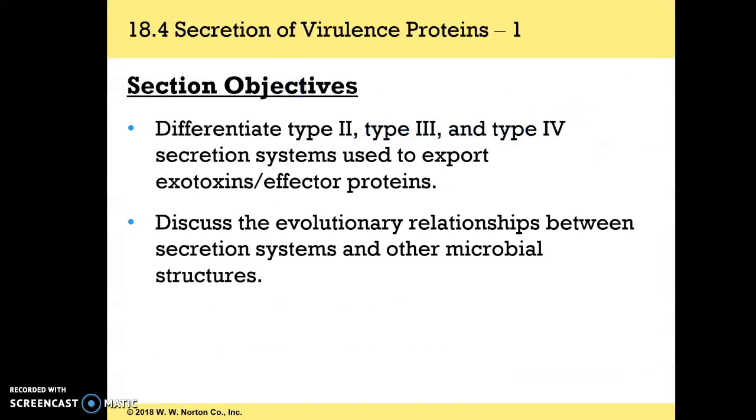This next section, 18.4, talks about secretion of virulence proteins. We'll differentiate between type 2, 3, and 4 secretion systems that are used to export the exotoxin and effector proteins. And we'll talk about the evolutionary relationship between the secretion systems and the other microbial structures.